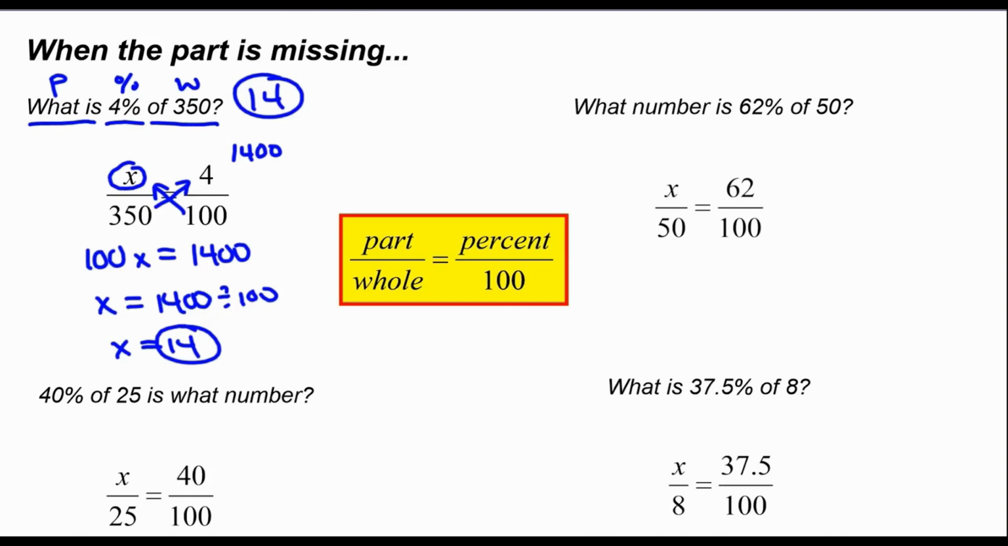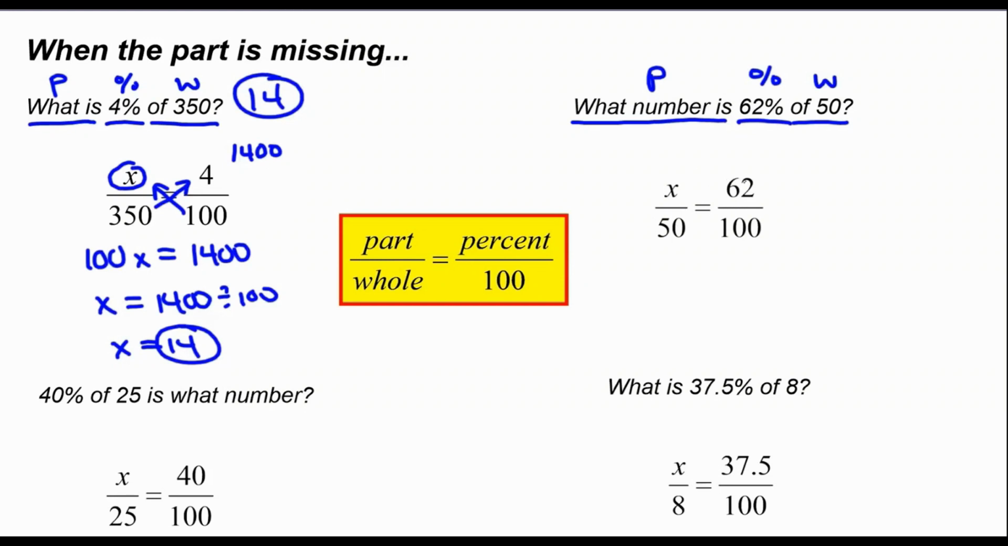That is 4% of 350. So we use the percent proportion to solve that problem. Next one, what number is 62% of 50? So again, I know my percent. Of 50, out of 50, this is the whole. And then what number is, this is the part.